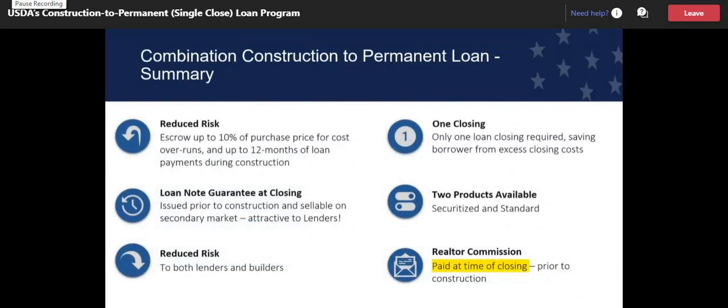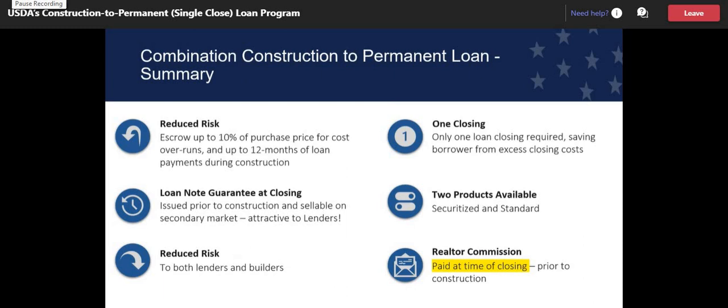Let's first look at the summary of the construction to perm loan feature. Then we'll look at it more in detail as we go along. In addition to funding regular new construction projects, we offer a single closed construction program to help supply affordable housing in rural America. As the name suggests, it's a single close loan closing, meaning only one set of closing documents is needed. This keeps the applicant from spending time and money that is unnecessary.